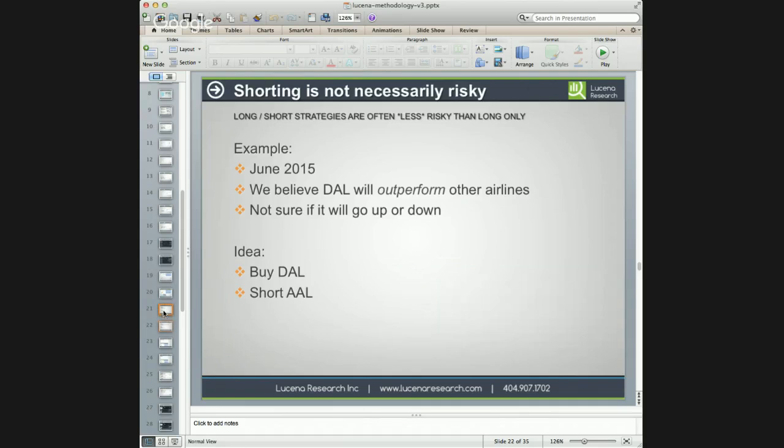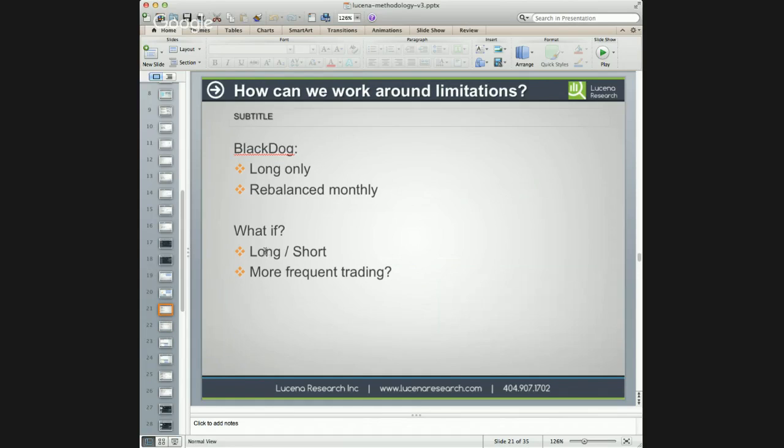So what if we consider a long short strategy, and instead of rebalancing monthly, what if we rebalance or trade more frequently? Now, before I launch into that, I want to talk about long-short trading.